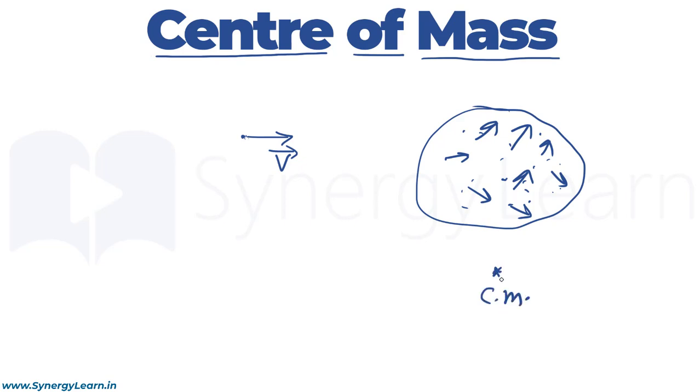Center of mass represents the entire system with a single point mass, and therefore it will have a single velocity, which we will call the velocity of center of mass, and a single acceleration, which we will call the acceleration of center of mass. The displacement of center of mass will represent the displacement of all the particles present in the system. So this is the concept with which center of mass came into existence.